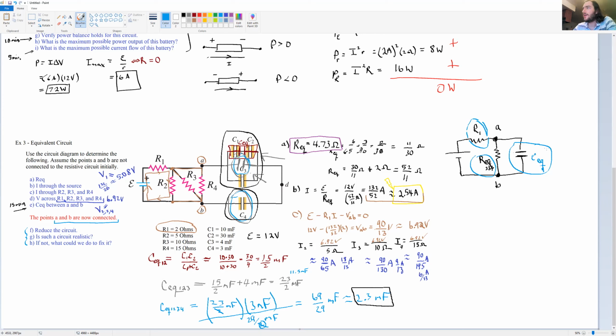REQ and CEQ are in parallel, and together they are in series with R1, but that doesn't mean that R1 is in series with REQ. And it doesn't mean that R1 is in series with CEQ. So this is as far as we can reduce the circuit here. So this answers question F. This is as far as we can reduce the circuit. Now comes question G. Is such a circuit realistic?